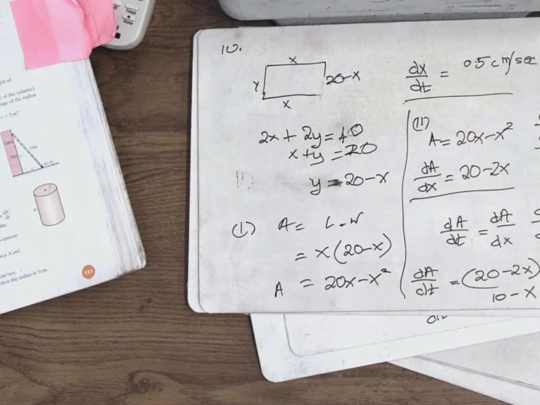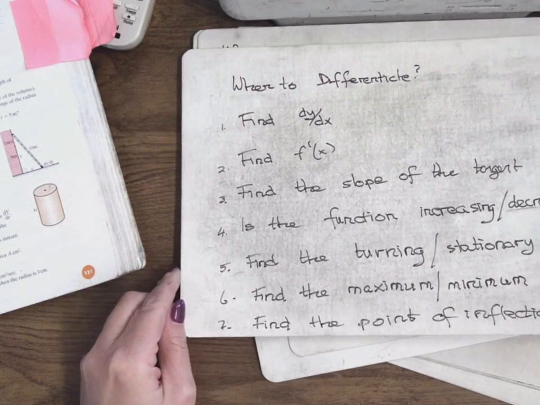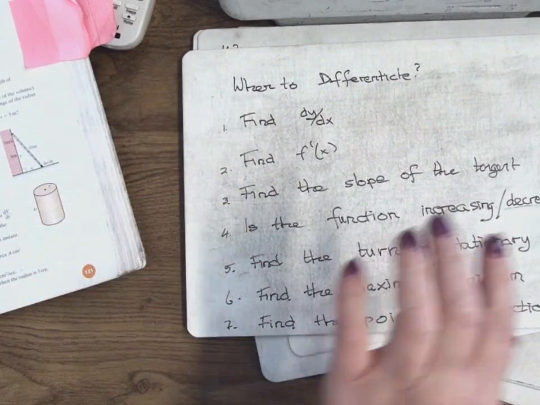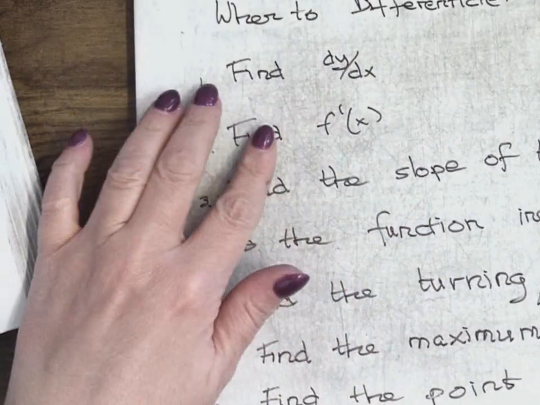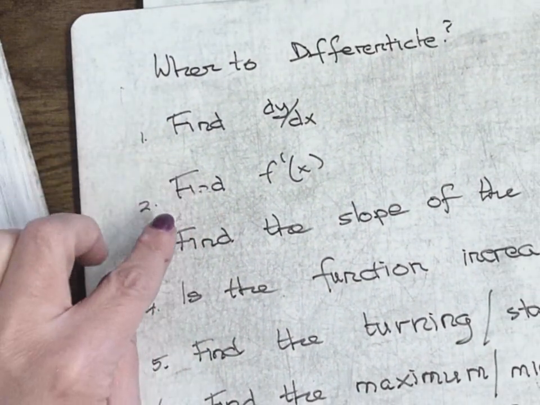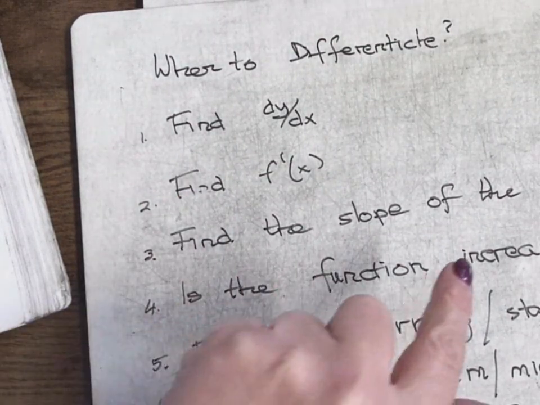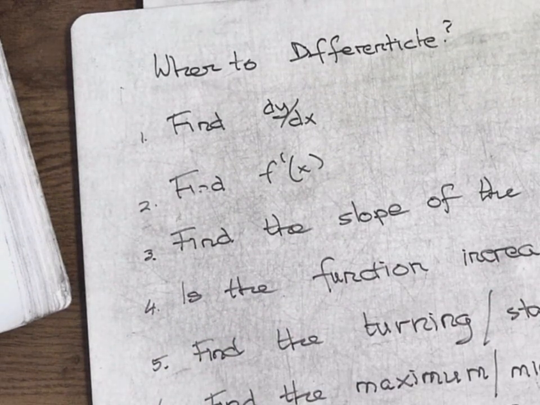Okay, but because we're finished this chapter, I just have one small bit for your notes, okay? When do you differentiate? This is just a list of when you're reading a question, if you see any of these words, differentiate. Obvious, when it says find dy/dx. Or if they said find the f dash of x, that's obvious, right? If they say find the slope of the tangent to the curve, you differentiate.